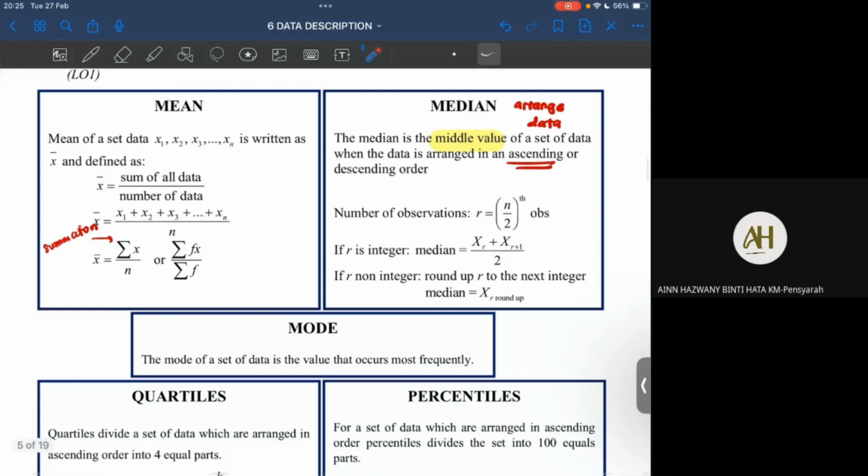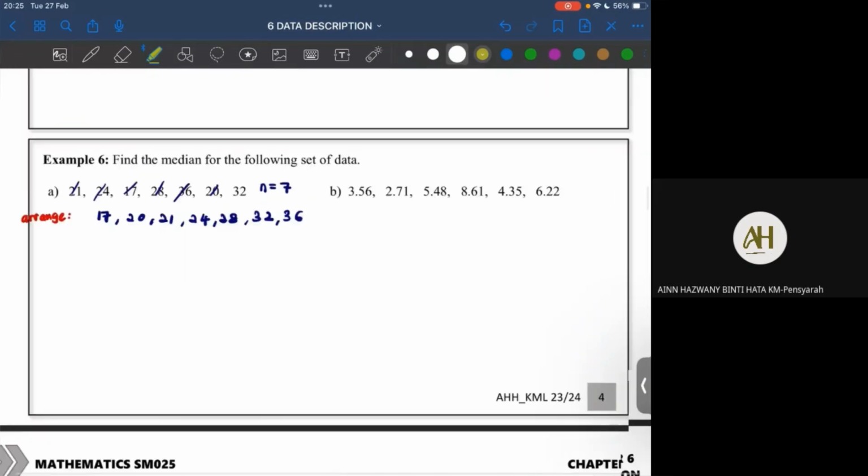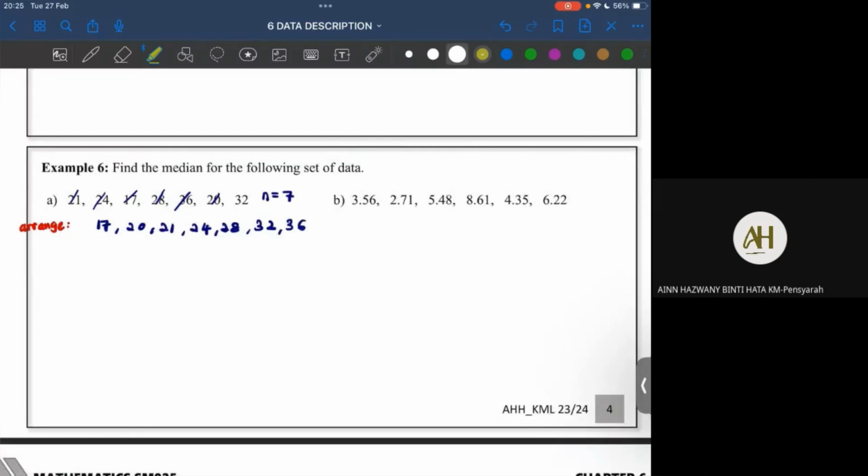Basically kalau kita punya r kita kat sini integer, kita kena tambah bahagi 2. Kalau r kita non-integer, kita kena round up kan. Okay. Round up to the next integer. Okay. Macam tak nampak, terus pergi kepada soalan. Saya nak kamu guna cara ni sebab nanti kita nak cari Q3, kita nak cari Q1, this should help you.